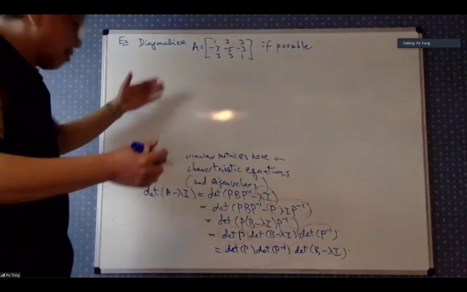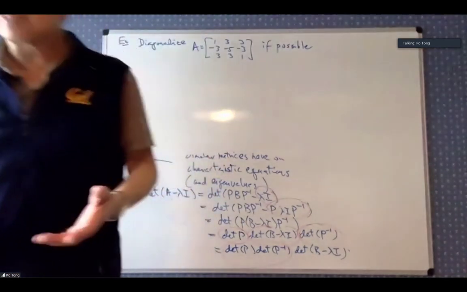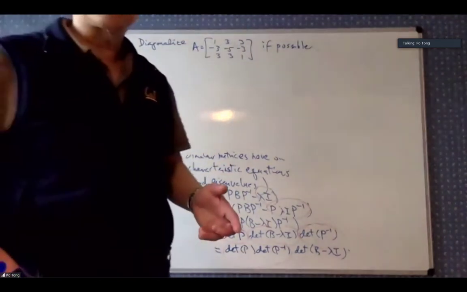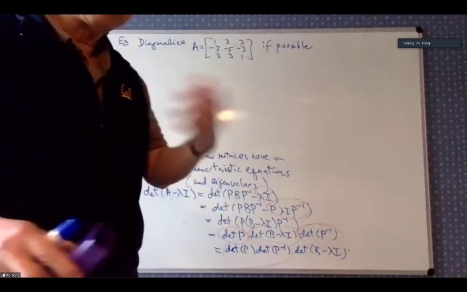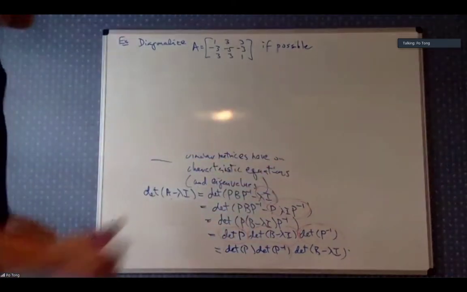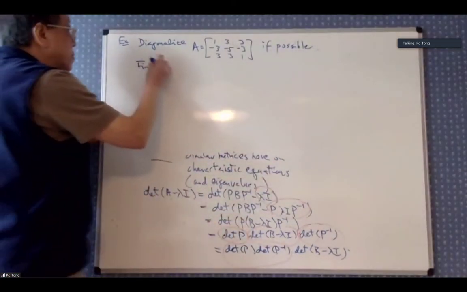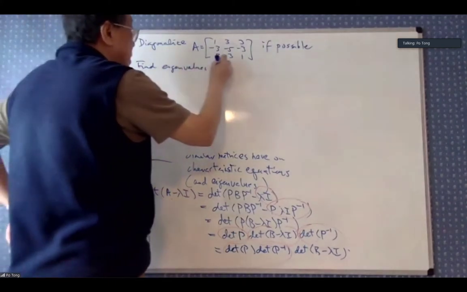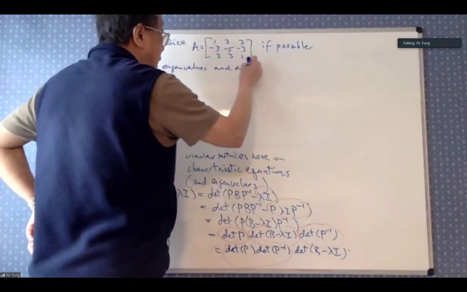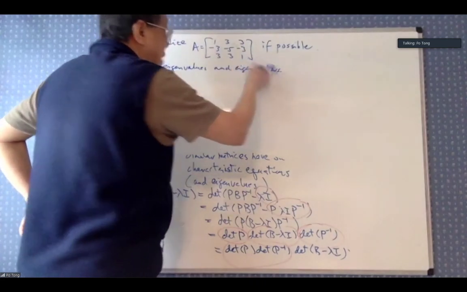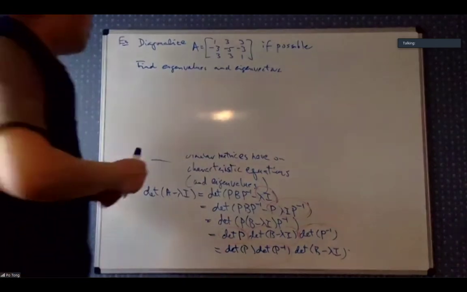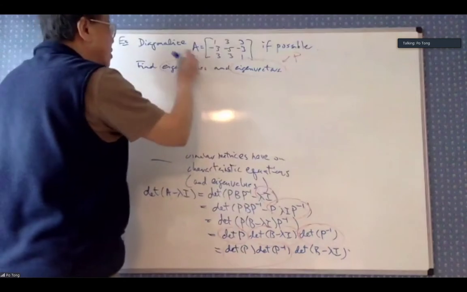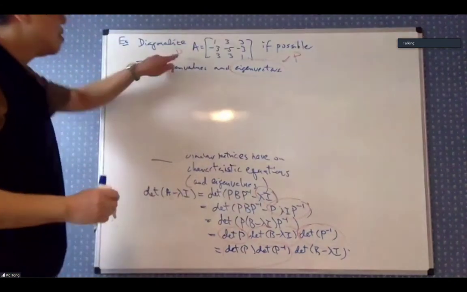So based on the earlier example we did, what's the process to diagonalize a matrix? We need to find eigenvalues and eigenvectors. The eigenvectors will give you the matrix P, and the eigenvalues will give you the matrix D.